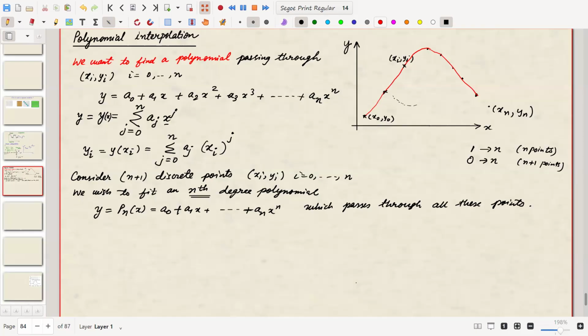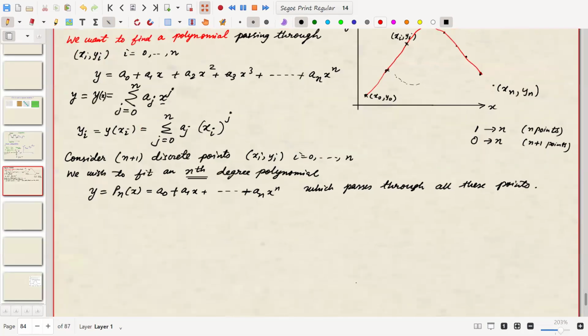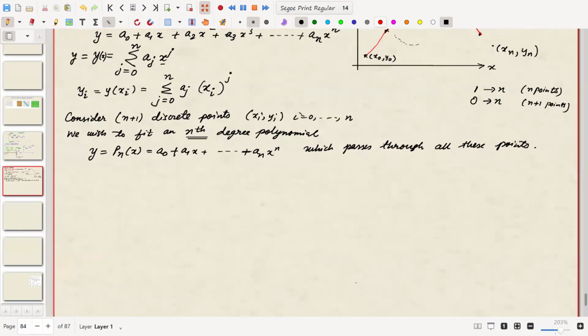Now, how can we make a bridge between these two? You know what you want to find: the constants a0, a1 up to an, and you already know that they depend on the data points. Now these are two separate things to you. How can you make a path in between them so that you can achieve that? So, how can we do it?